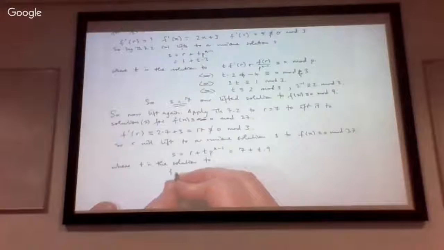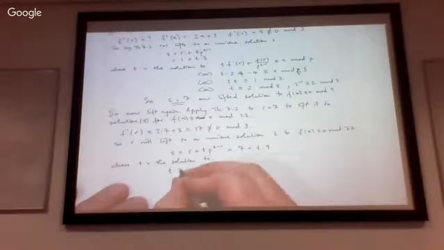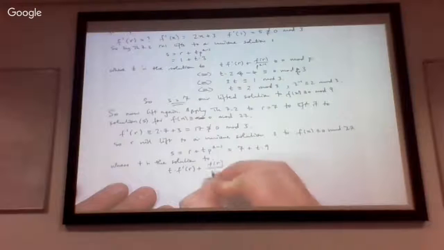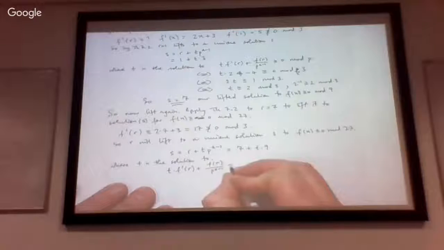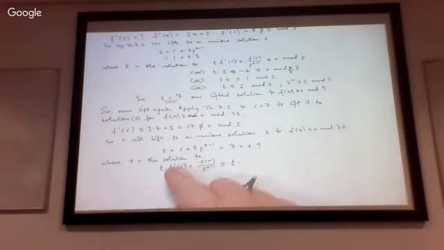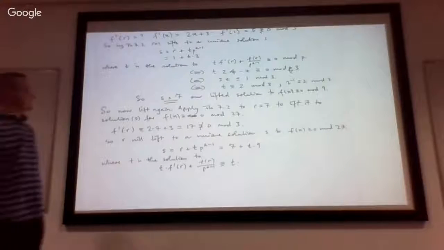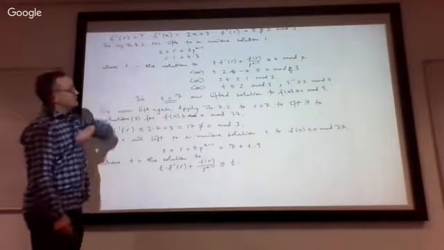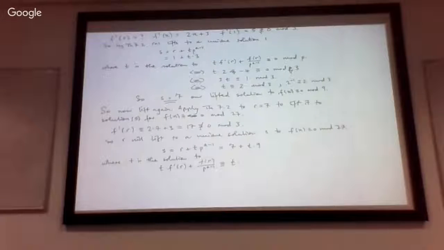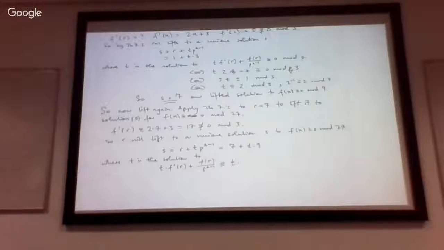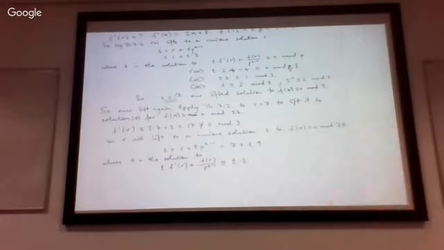t times f prime of r plus f of r over p to the a minus 1, which for us now is congruent to 0 mod 3. Well, I've already worked out f prime of r is 17, but I'll simplify it modulo 3. This is a polynomial congruence modulo 3 that I'm going to solve. So what's 17 mod 3? It's 2. So it's t times 2.